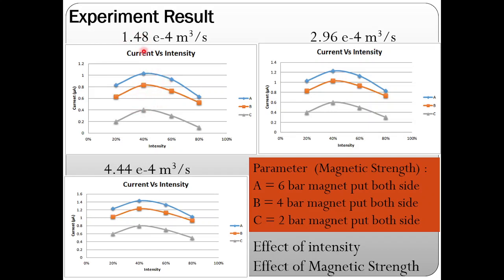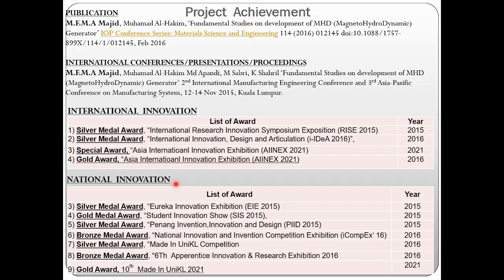The volume flow rate goes from 1.48 to 0.96 and 4.4 meter cube per second. The current produced increases from 1 microamp to 1.2 microamp to 1.4 microamp as the volume flow rate increases.